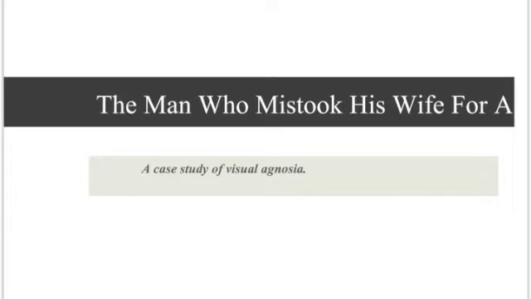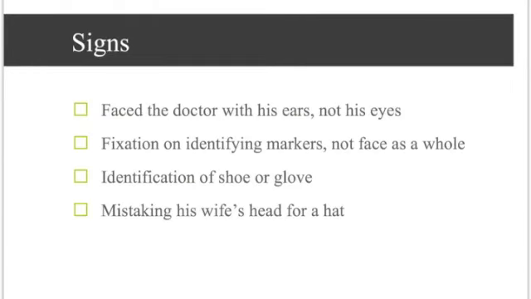And if you're interested in the case study, I'll record in another segment just some more details about Dr. P. And I'd like you to identify the signs of the particular ailment. How does a particular practitioner identify that a person has this particular ailment, and how does a person recognize certain cues? So in this particular case, it was things like Dr. P would face the door with his ears and not his eyes. He would not be able to recognize the face as a whole, but he could identify markers and things like that.